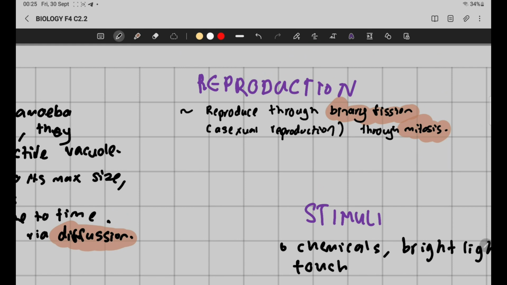And then if the condition is too harsh, and the environmental factors are not suitable for the amoeba to reproduce, they will form spores. These spores are able to sustain and keep themselves healthy in the harsh condition. So it will form spores, and then it will grow when the condition is normal or suitable. It's back to suitable.